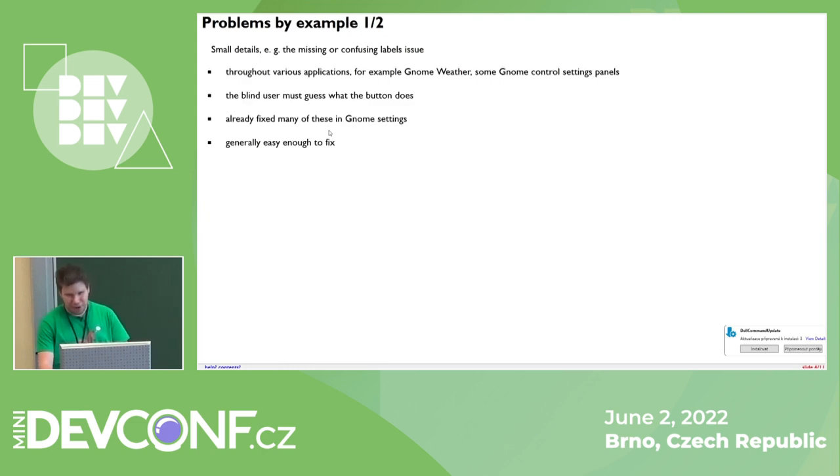So, which problems do we have? I would put them in two categories. The first is the small problems, which are basically missing labels and such.